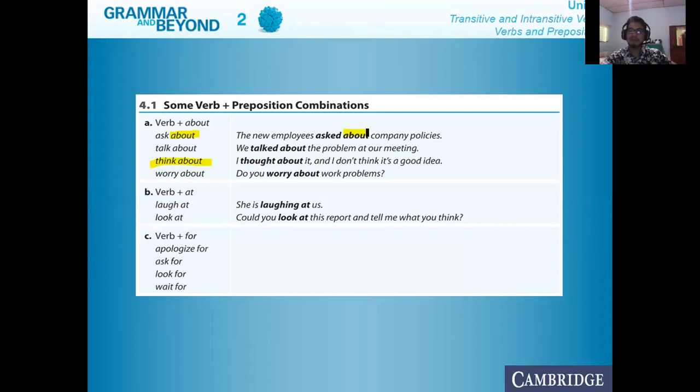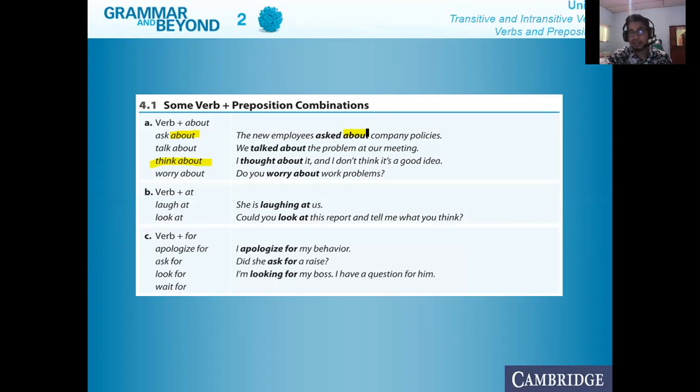If I say I ask time, that means that I ask a person named Time about something. But in this case, if I tell you, I ask for the time, I'm telling you something specific that I want. The same happens with look for and wait for. Okay? Apologize for my behavior, you see?